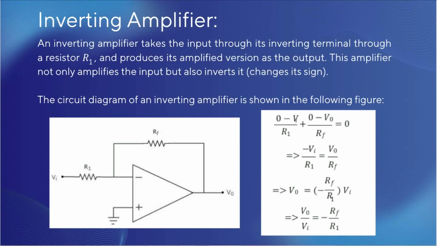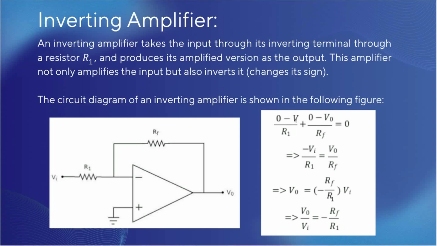An inverting amplifier takes the input through its inverting terminal through the resistor R1, and it produces its amplified version as the output. This amplifier not only amplifies the input but also inverts it. The circuit diagram of an inverting amplifier is shown in this figure.